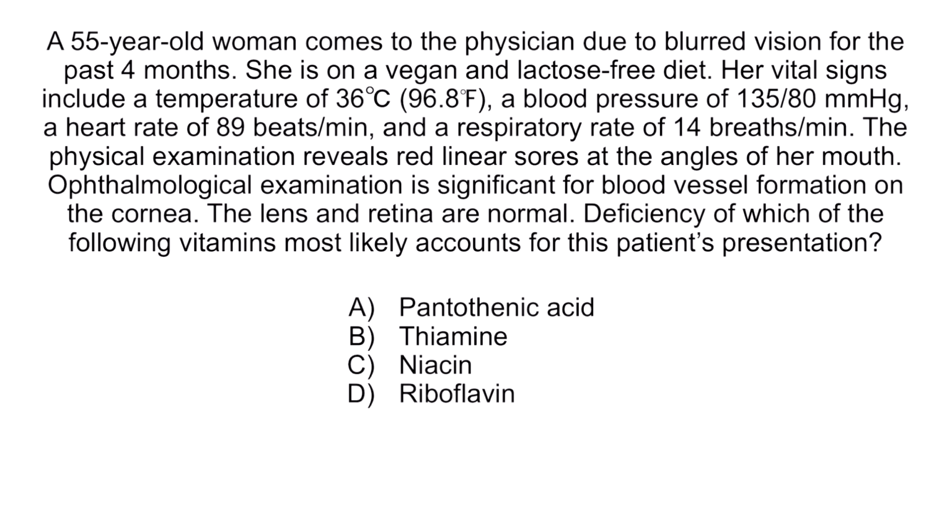A 55-year-old woman comes to the physician due to blurred vision for the past 4 months. She is on a vegan and lactose-free diet. Her vital signs include a temperature of 36 degrees Celsius, a blood pressure of 135/80, a heart rate of 89, and respiratory rate of 14. Physical exam reveals red linear sores at the angles of her mouth. Ophthalmologic exam is significant for blood vessel formation on the cornea. The lens and retina are normal.